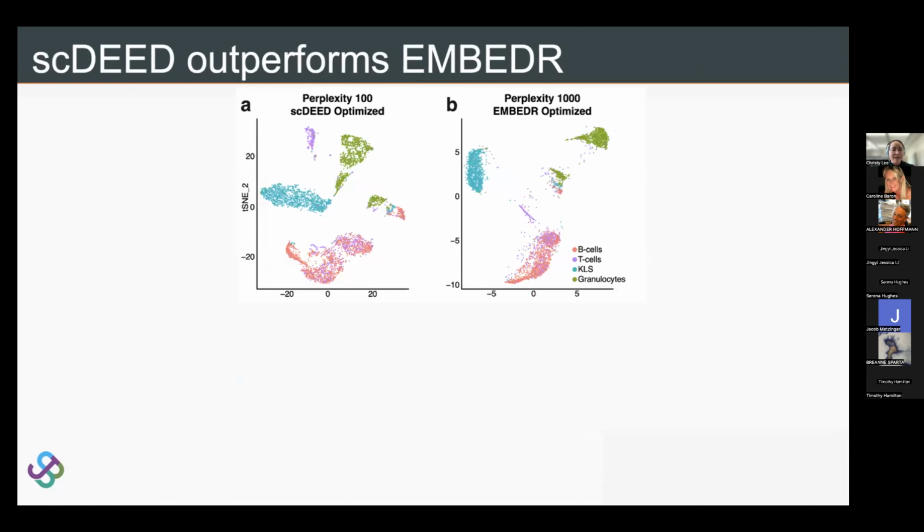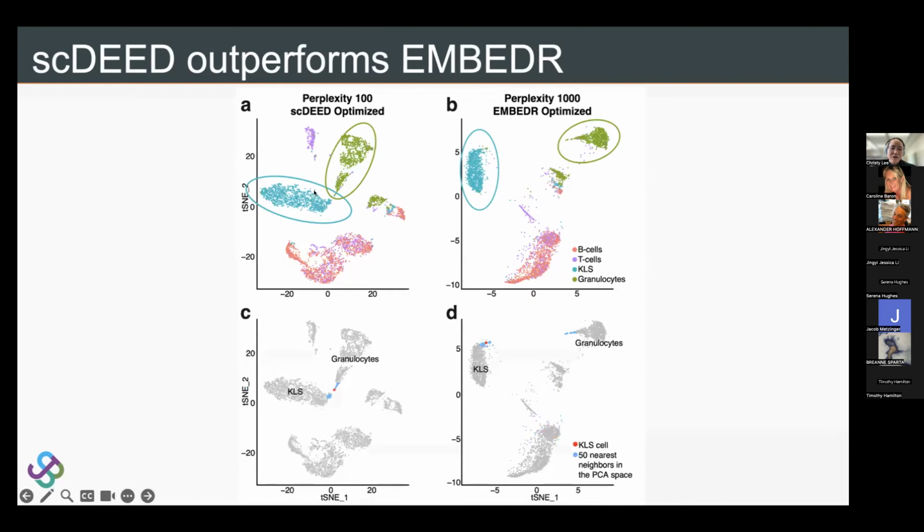But we also have that scDEED will outperform Embedder. So here's the mirror data set, which was used in the Embedder paper, and Embedder found the optimized perplexity to be 1,000, whereas scDEED found the optimized perplexity to be 100. So these visualizations, I think the biggest difference is in the location of the KLS and granulocytes. In the scDEED optimized version, they are almost touching, and in the Embedder optimized version, they are very far apart.